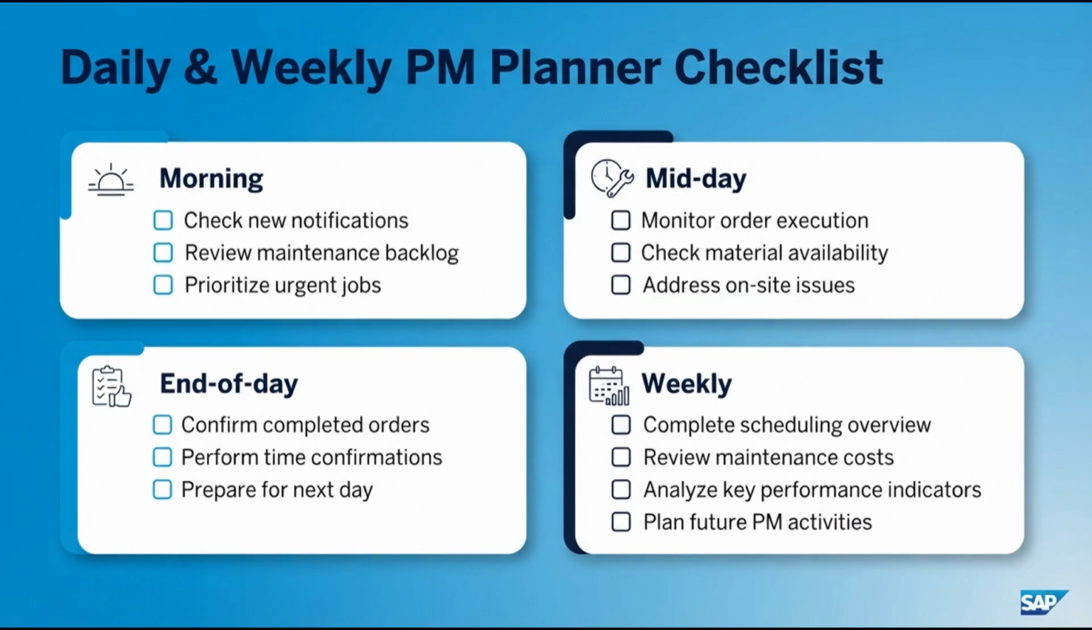Planners and supervisors can benefit from a daily and weekly checklist. Daily activities may include reviewing new notifications, checking priority orders, monitoring confirmations, and updating order statuses. Weekly activities may include reviewing the scheduling overview, analyzing backlog, checking cost reports, and following up on overdue preventive calls. Using a simple planner checklist brings consistency and improves control over maintenance operations. It also helps in building a professional routine that supports better performance over time.